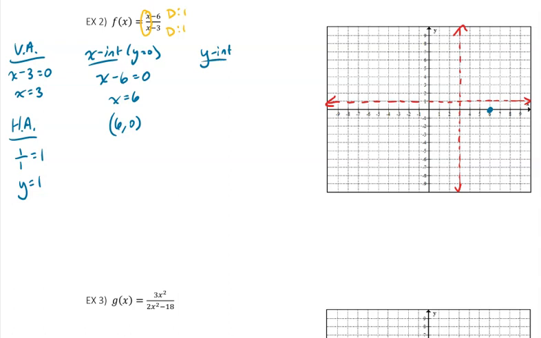For y-intercept, that's where x equals 0. So if we plug in 0 for each, that's going to get us negative 6 over negative 3, or 2. So (0, 2) is our y-intercept.